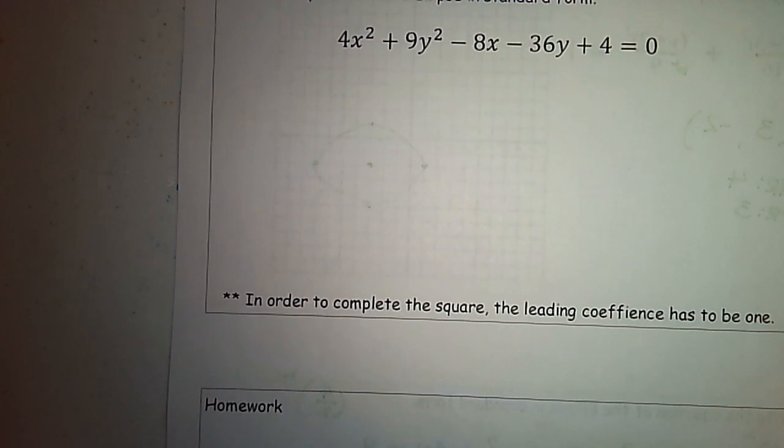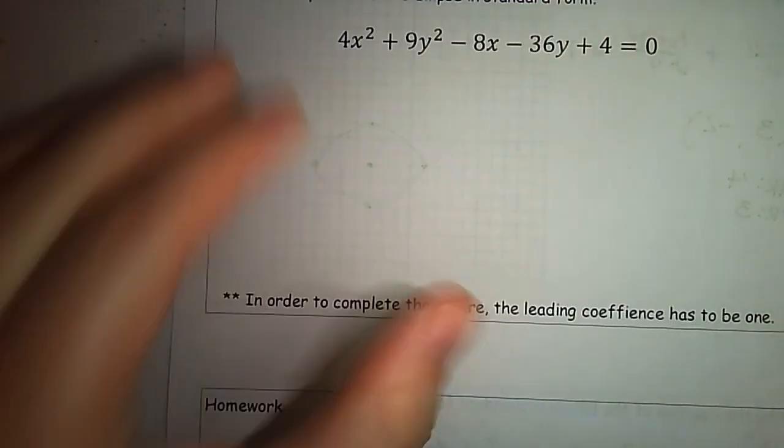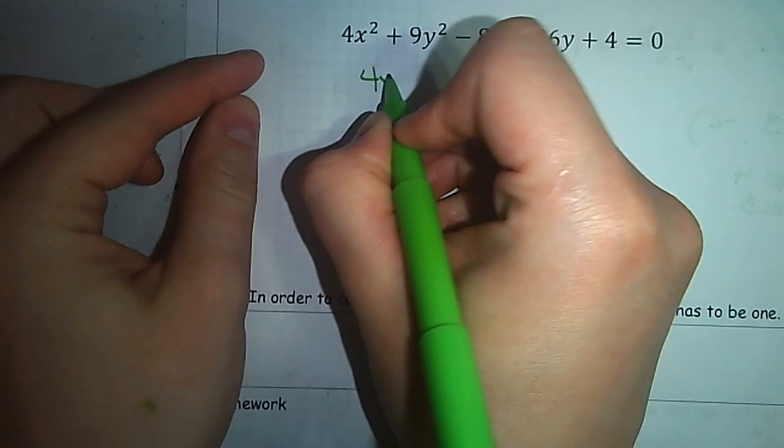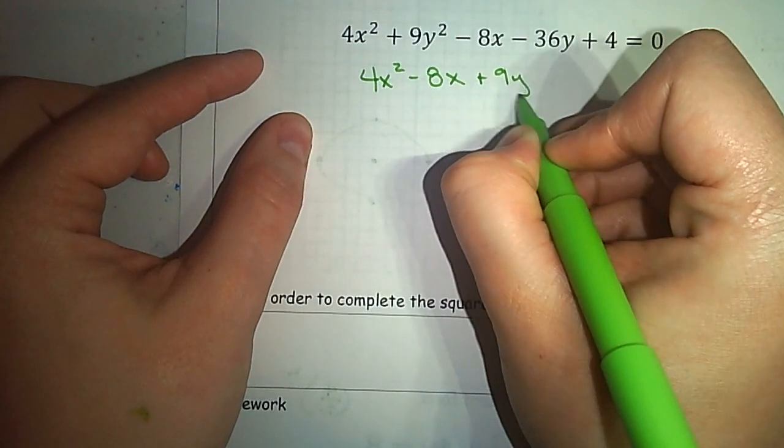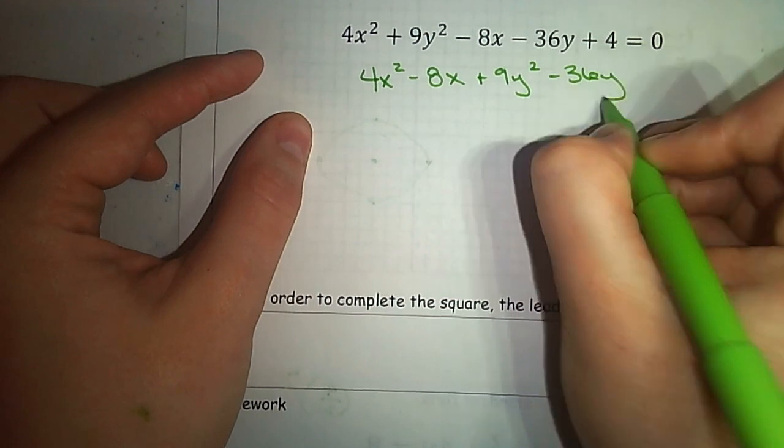Again, find the equation of the ellipse in standard form. So first thing I'm going to do, I see everything's jumbled up. So again, I'm going to put my x's by each other, I'm going to put my y's by each other. And I'm going to move the constant to the other side.